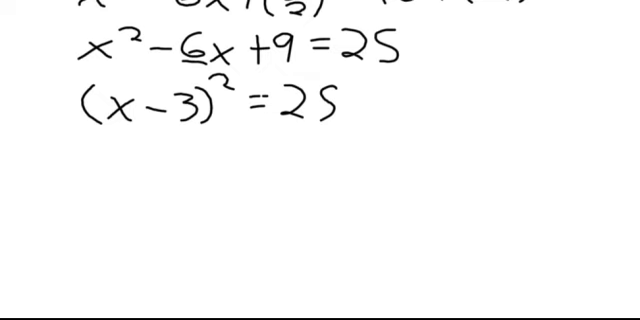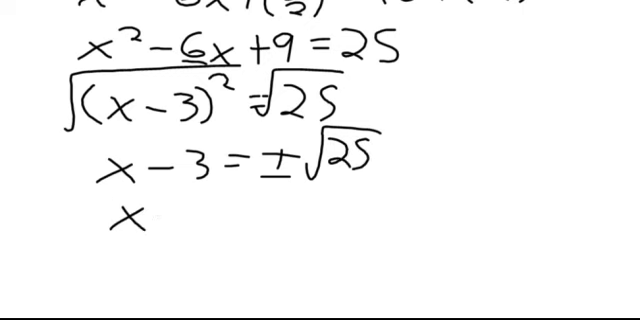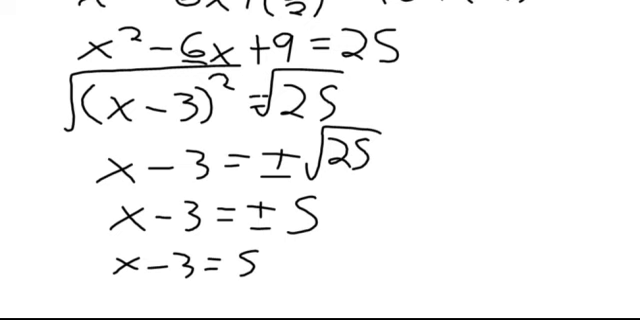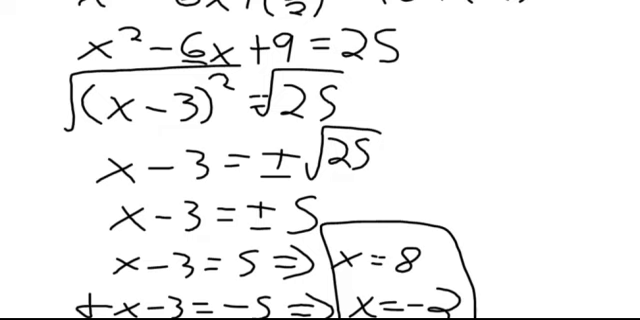Now from here, we can take the square root of both sides of the equation, which gives us x minus 3 equals plus or minus, make sure you remember that, the square root of 25, which we simplify to x minus 3 equals plus or minus 5, which means that x minus 3 would equal 5, and x minus 3 would equal negative 5. So when we bring the 3 over, we get x equals 8, and we get x equals negative 2, which are the solutions to the quadratic equation.